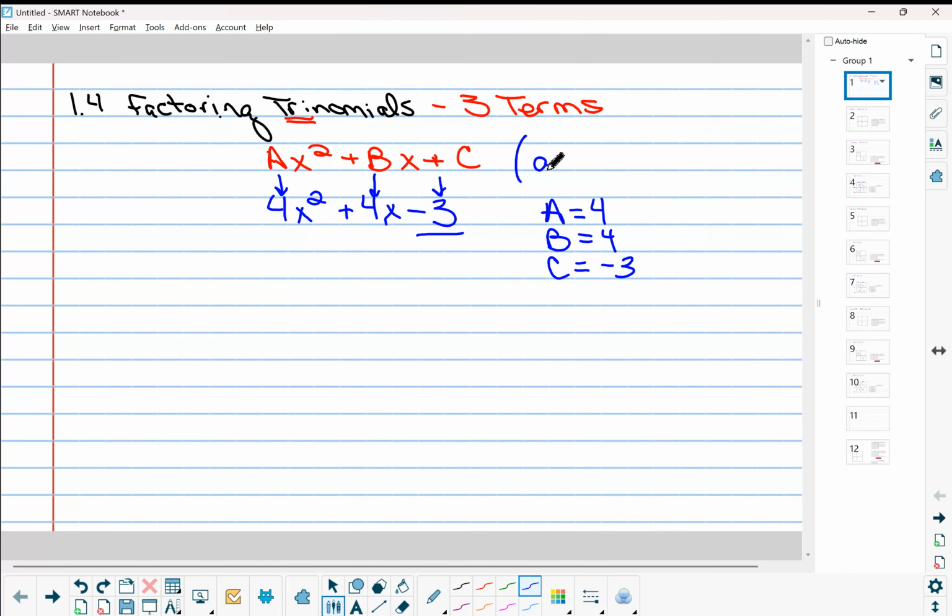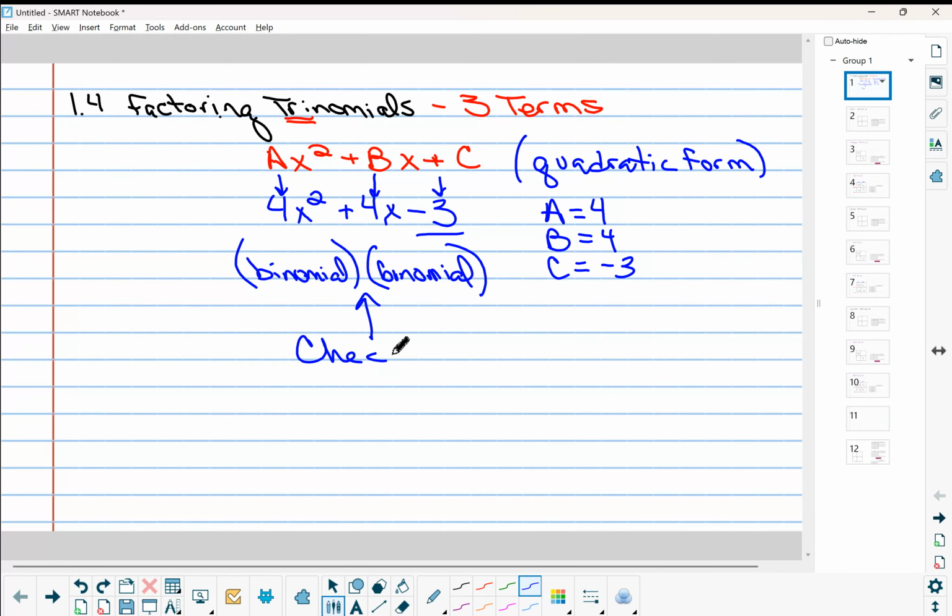This is also the quadratic form. So if we're going to factor a quadratic, this is what we're talking about. And what we're looking at is two binomials, binomials meaning 2 terms. So a binomial times a binomial. And if you were to FOIL these, you could check by FOILing when you're done. I'll show you how we're going to do that.